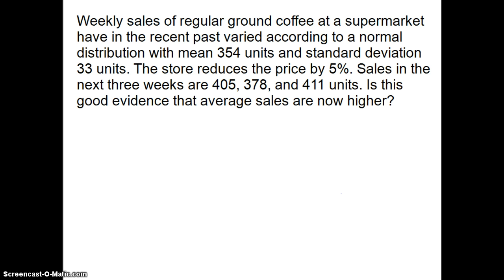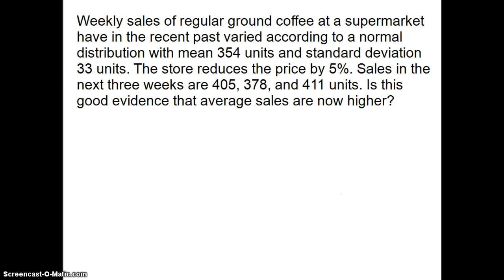The problem says, weekly sales of regular ground coffee at a supermarket have in the recent past varied according to a normal distribution with mean 354 units and standard deviation 33 units. The store reduces the price by 5%. Sales in the next 3 weeks are 405, 378, and 411 units. Is this good evidence that average sales are now higher?